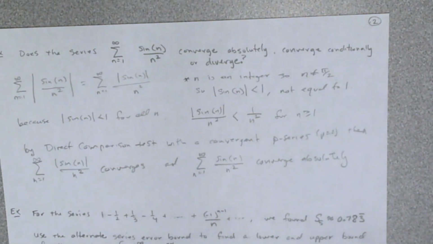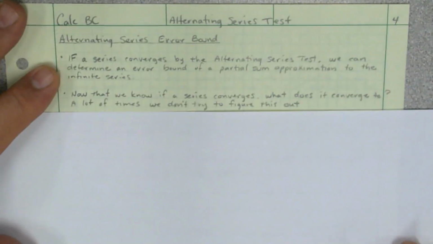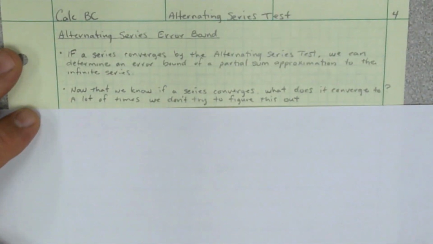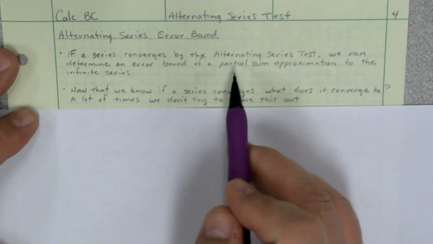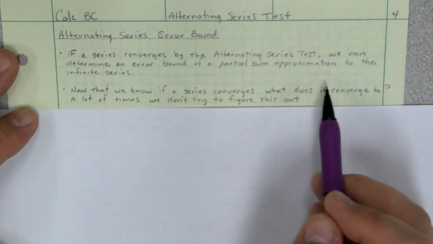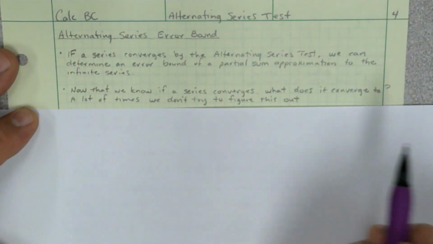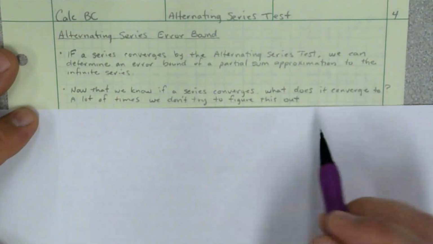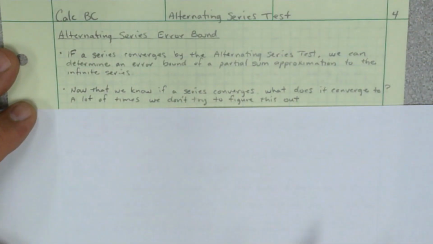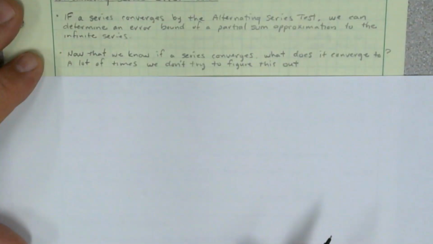Let's take a look at another piece of information that I have for you before we go into the next question. The alternating series error bound. If a series converges by the alternating series test, we can determine an error bound of a partial sum approximation to the infinite series. Now that we know if a series converges, what does it converge to? A lot of the time we don't try to figure this out. Most of the time only for the geometric one do we bother.